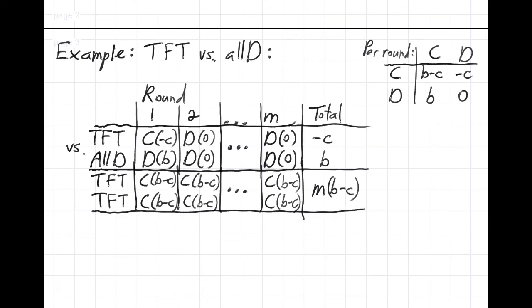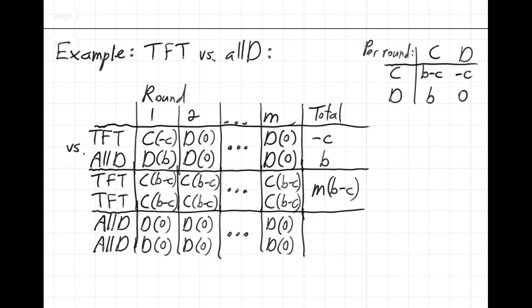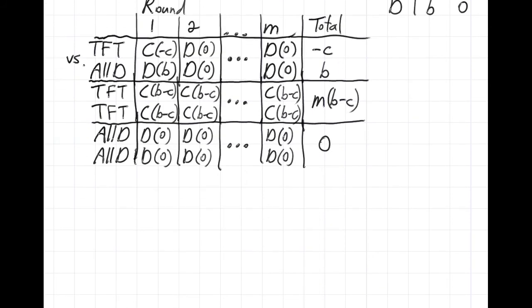What about all D against itself? I think this is an easy one to work out. They're going to play D in the first round, and since they're both playing D, they're going to get 0 payoff, and they will keep doing that. So they will get a total of 0 after playing M rounds. So we can use this to build up a payoff matrix for the long game.